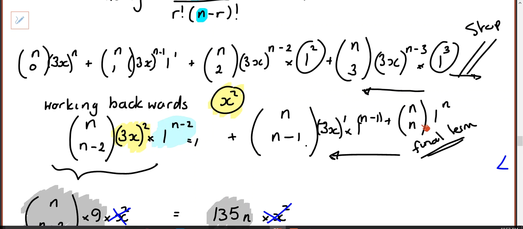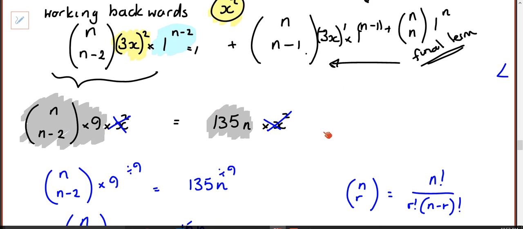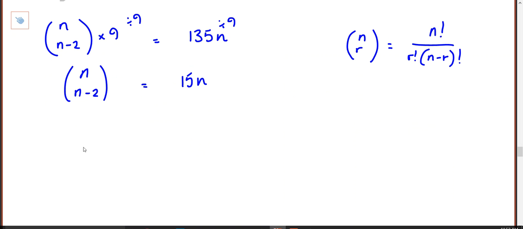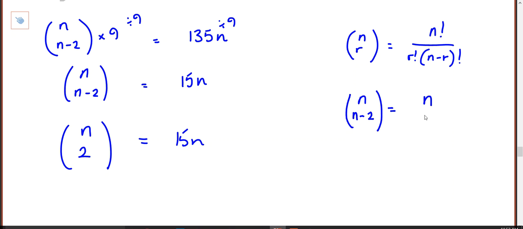So, it's not the first one from the right hand end, it's the third one from the right hand end. Therefore, it's got the same value as the third one from the other end, which is n over 2. So r is 2. So can we replace this with n over 2 is 15n? Because we're saying that n over n minus 2 is the same thing as n over 2. So n is 4? No.